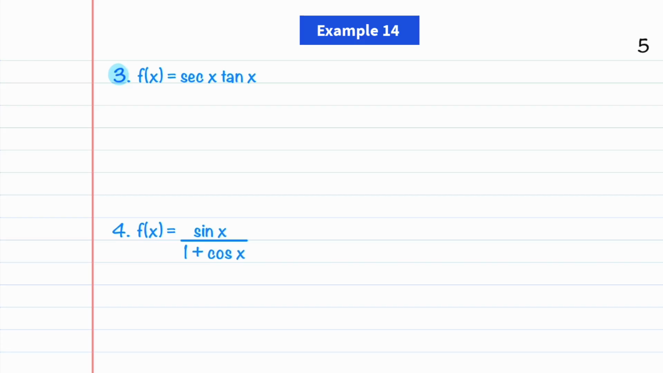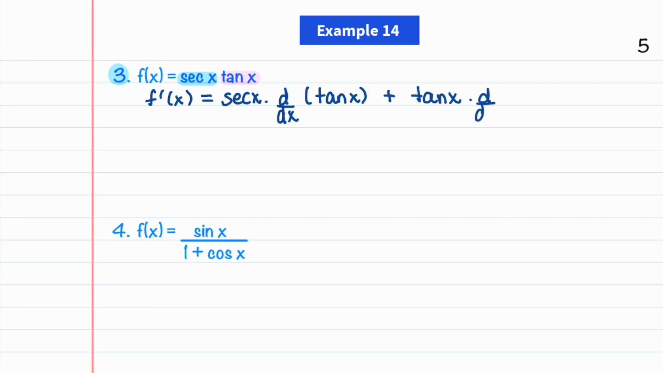Let's now look at our third example. This example also has two functions. The first function is secant x, and the second function is tangent x. Our derivative then is our first function, secant x, times the derivative of our second function, tangent x, plus our second function, tangent x, times the derivative of our first function, which is secant x.